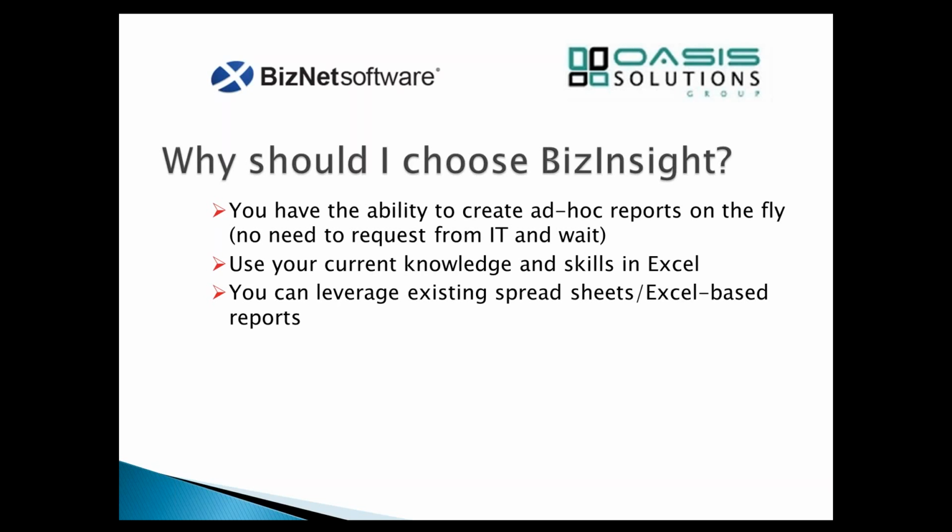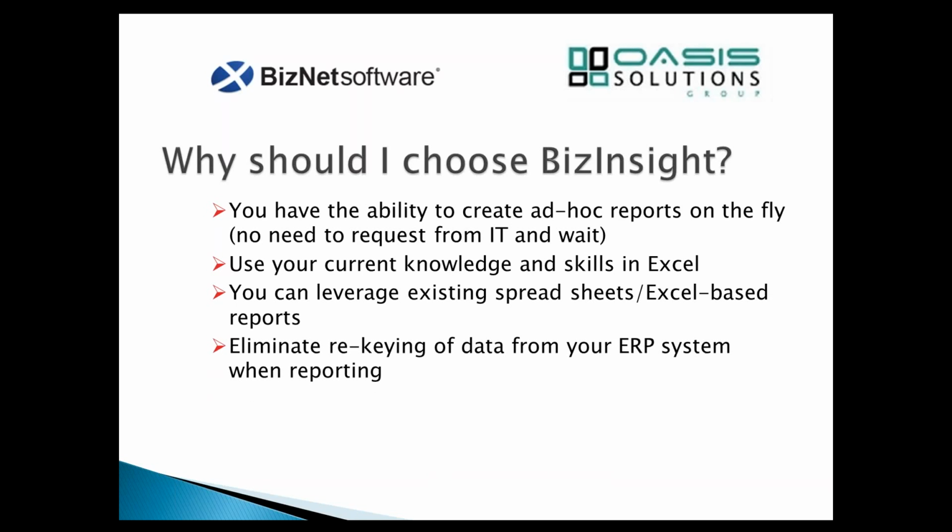So if you've got financial statements where for years you've just printed out the standard Sage 100 canned reports, and then rekeyed data into some sort of format that you wanted to present to your shareholders, you can use those same spreadsheets, just adding the BizNet functions to them to automatically bring that data in for you so that you don't have to rekey. So by doing that, you can eliminate the rekeying.